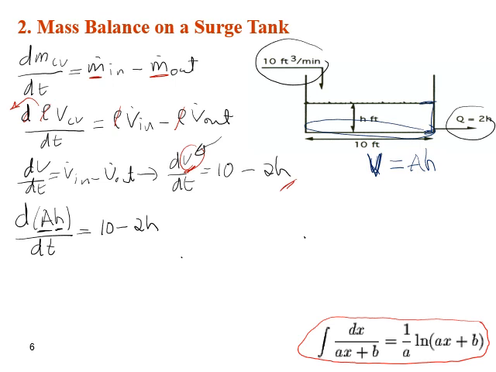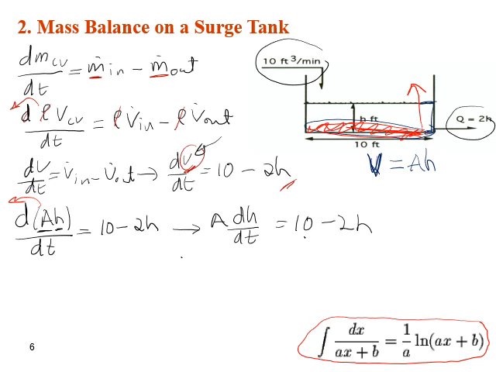So now, the area of the tank, the base, will not change. Even though the height is changing, the area is not changing. So I can take it outside the differential. I can write the following then: A dh/dt is equal to 10 minus 2h. Okay, and now it is an easy problem. You can just solve it by separation of variables.